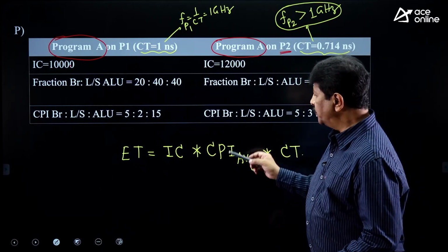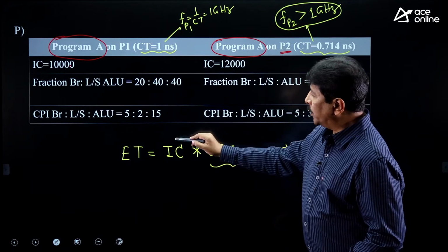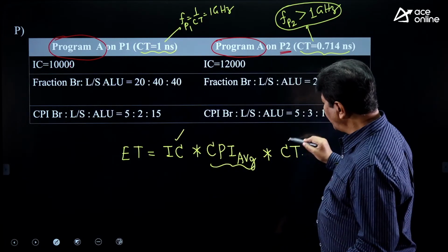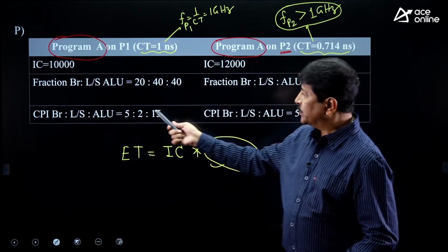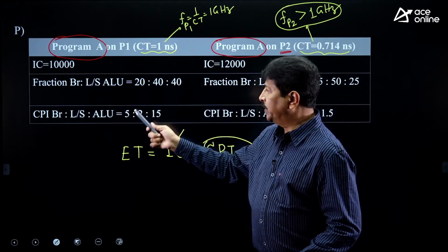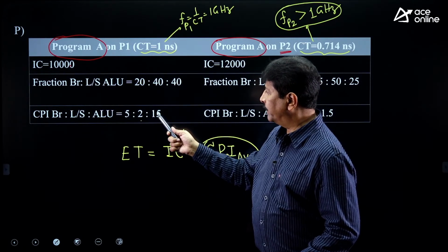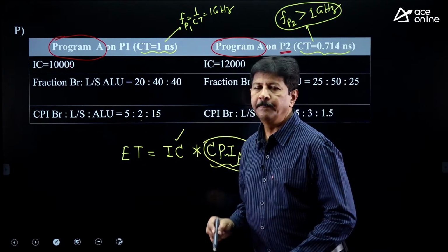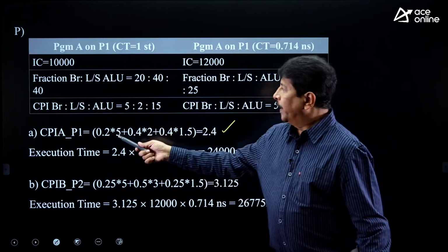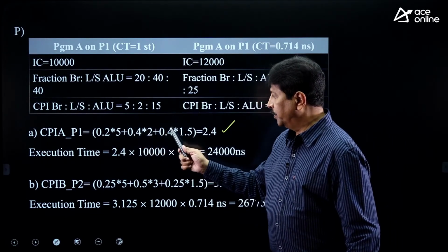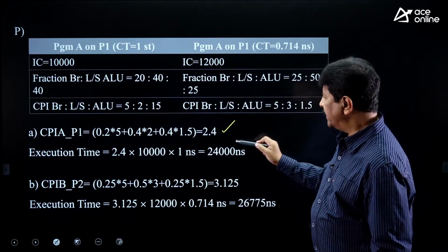Okay, for that, what I have to do? First calculate CPI average and then substitute into this. I know the IC value, I know the cycle time value, so the only thing you have to calculate is CPI average. For the first one, CPI average is 0.2 into 5 plus 0.4 into 2 plus 0.4 into 1.5. This is 1.5, yes. So like this, we are going to do it. Look at this. 0.2 into 5, 0.4 into 2, 0.4 into 1.5, it is 2.4. So then calculate the execution time.